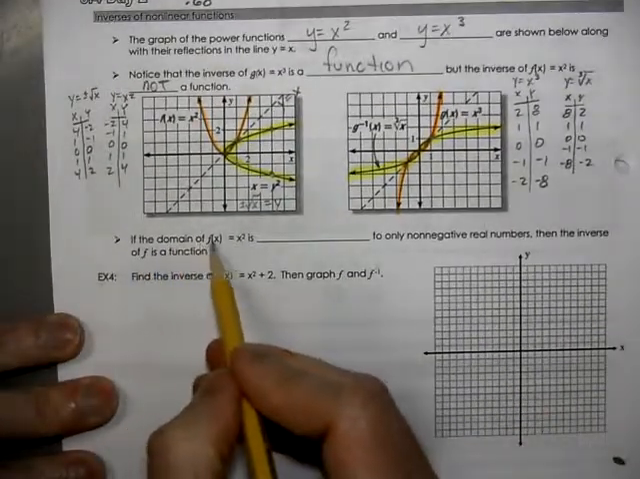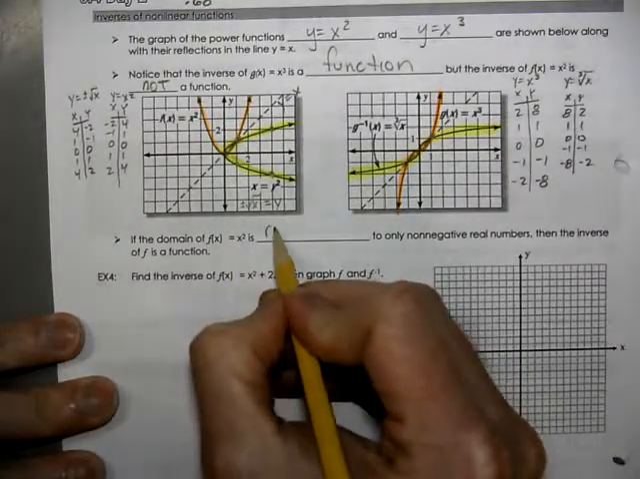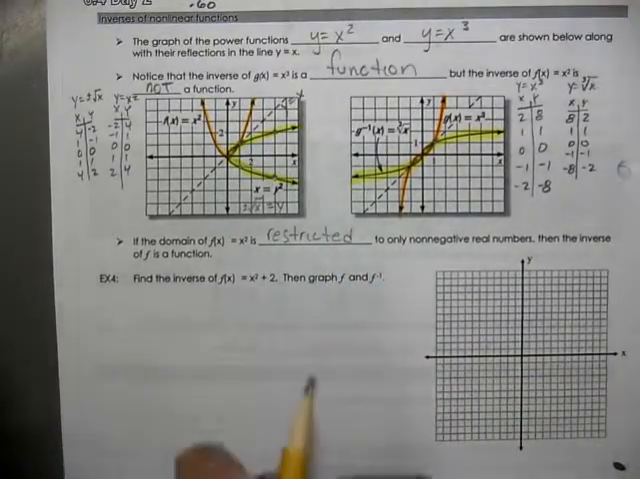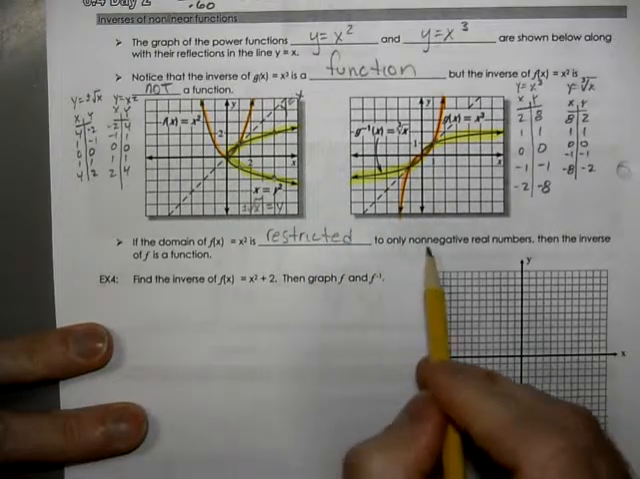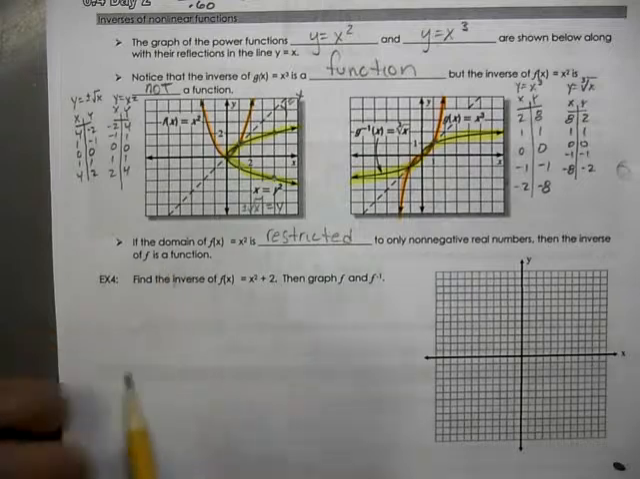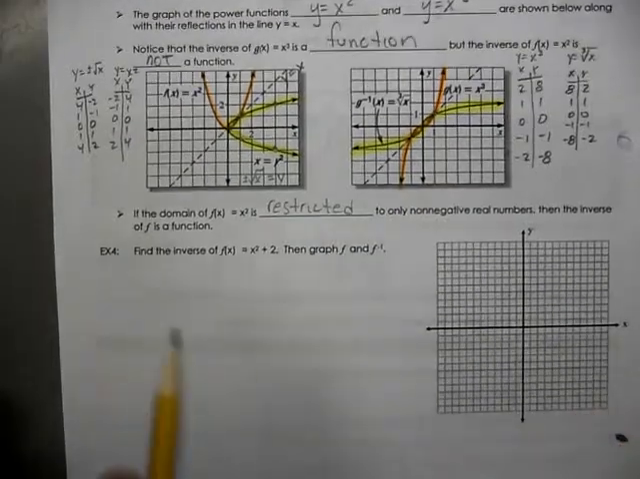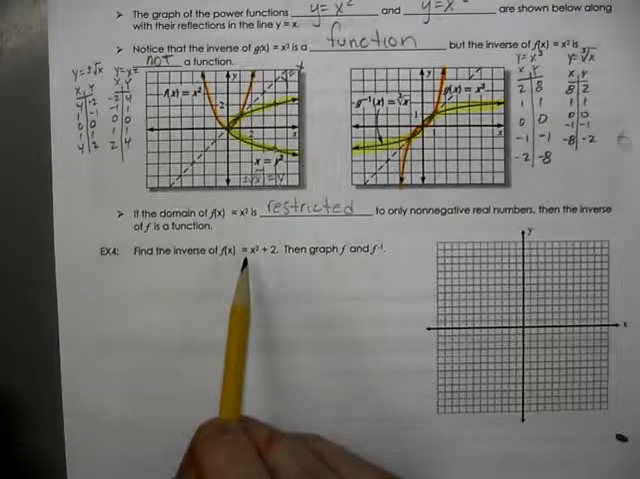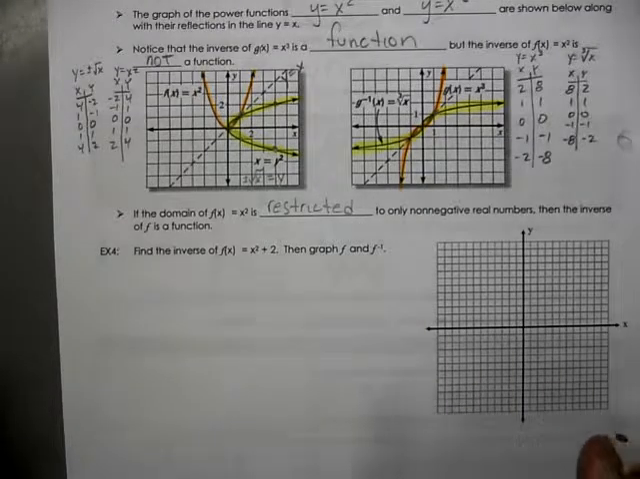If the domain of f of x is x squared, if it's restricted, that means if we limited how much it would be, so we restrict the domain to only non-negative real numbers, then the inverse would be a function. Let's go ahead and try that idea here. Find the inverse of f of x. And our equation that we're going to deal with is x squared plus 2.